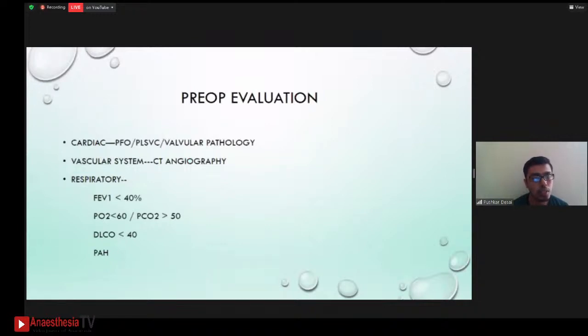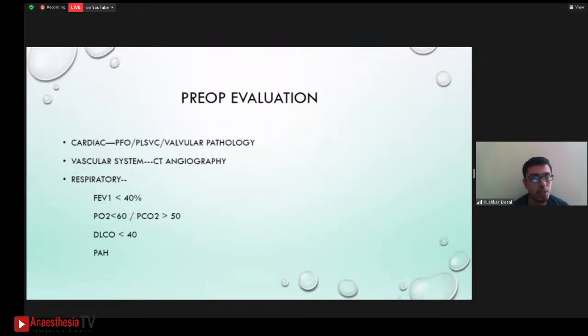So we assess the respiratory system using pulmonary function tests. An FEV1 which is less than 40% in the preoperative period, or a baseline ABG of the patient showing PO2 less than 60 and PCO2 more than 50 millimeters of mercury, are standard parameters which suggest a poor perioperative outcome, and these patients are not suitable for one lung ventilation.